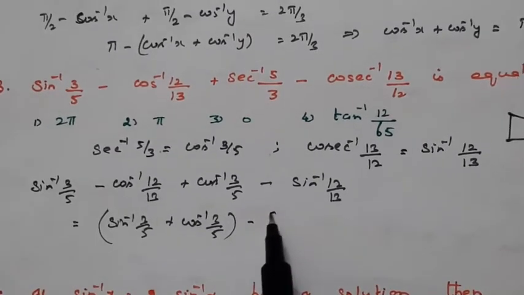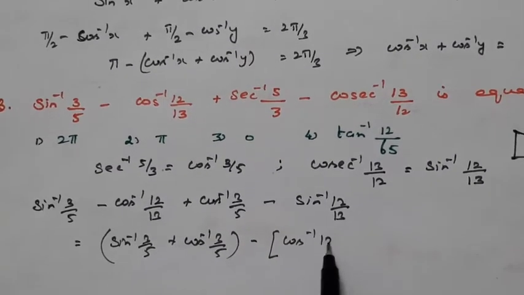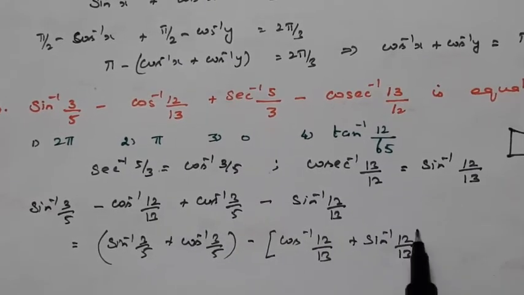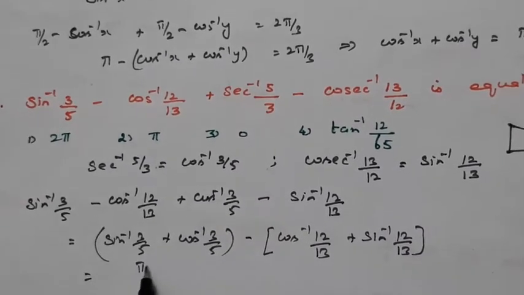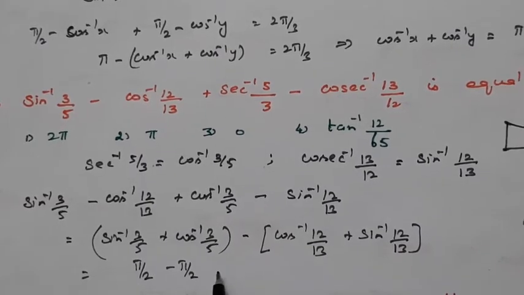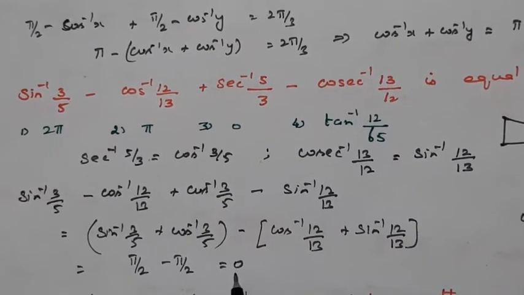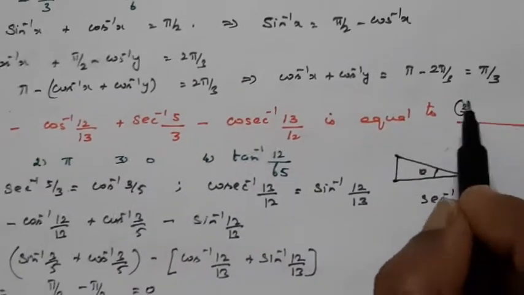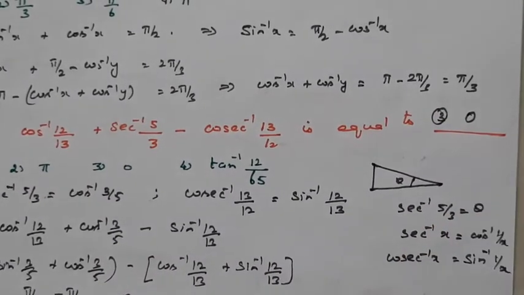By taking minus outside, what we have? Cos inverse of 12 by 13 plus sin inverse of 12 by 13. So this is nothing but pi by 2, and that is also pi by 2. So pi by 2 minus pi by 2 is 0. So what is the option? Option number 3. So this is option number 3, 0 is the answer.